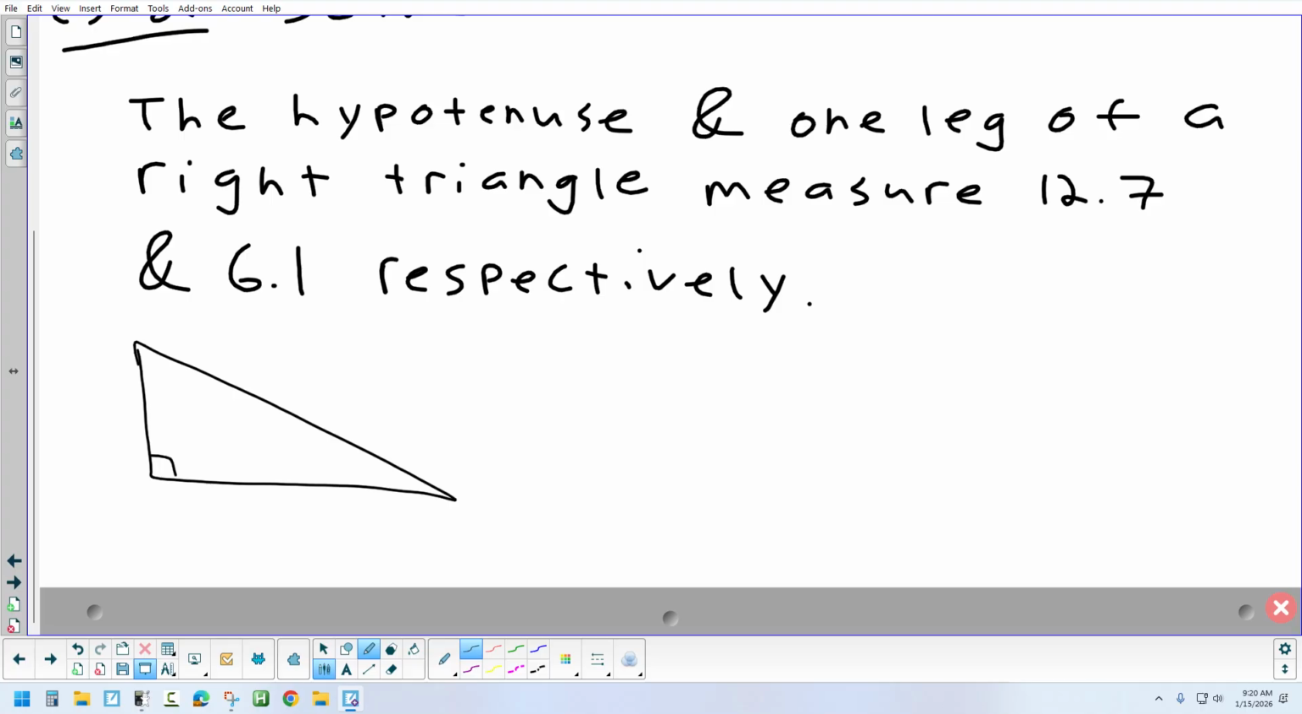All right, so we've got hypotenuse is 12.7. I know that's side C. The other two sides are A and B. Doesn't matter which one is the 12.7 because they didn't say. They just said one leg. So make A 6.1. That's alpha. That's beta. Okay, off to the side, we'll make a table.